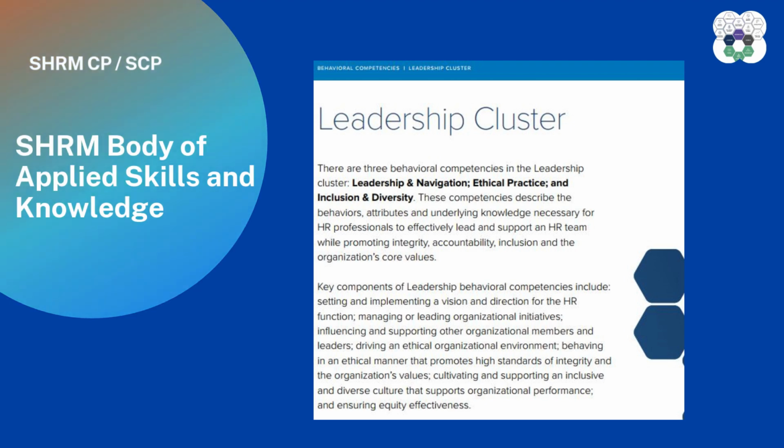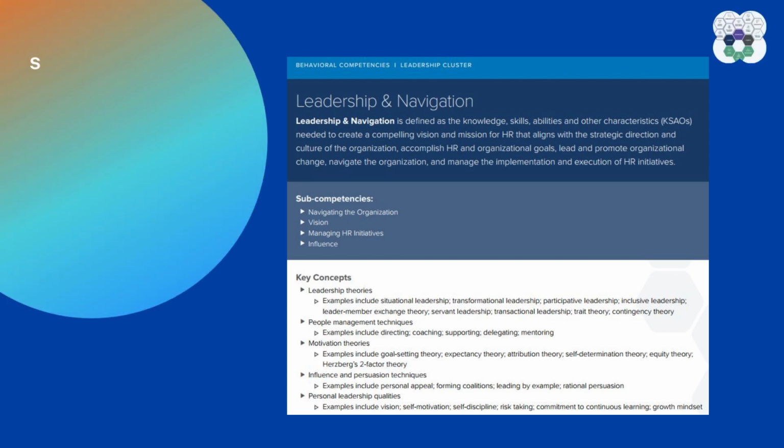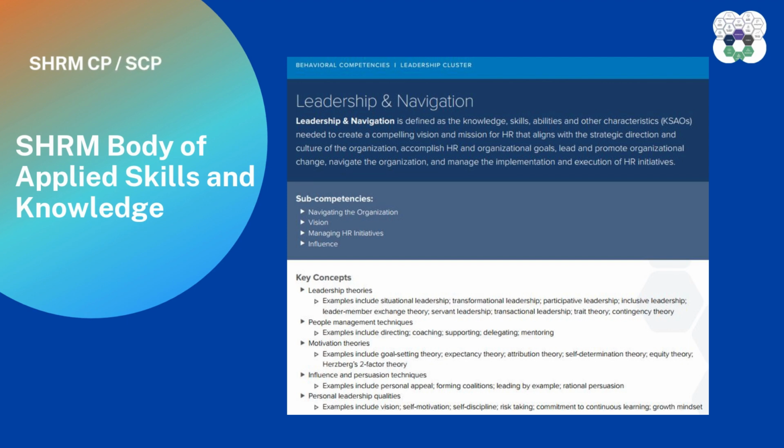Leadership and navigation. Leadership and navigation is defined as the knowledge, skills, abilities, and other characteristics, KSAOs, needed to create a compelling vision and mission for HR that aligns with the strategic direction and culture of the organization, accomplish HR and organizational goals, lead and promote organizational change, navigate the organization, and manage the implementation and execution of HR initiatives.